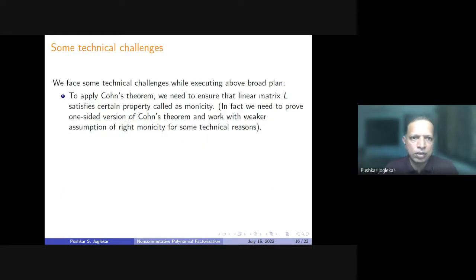So there are some key challenges we face while executing this broad plan. First is to apply Cohn's theorem. We need to ensure that the linear matrix L satisfies a certain property called monicity. In fact, we need to prove a one-sided version of Cohn's theorem, which works with the weaker assumption of right monicity, and this is in connection with the final factor extraction algorithm, which we will see later.